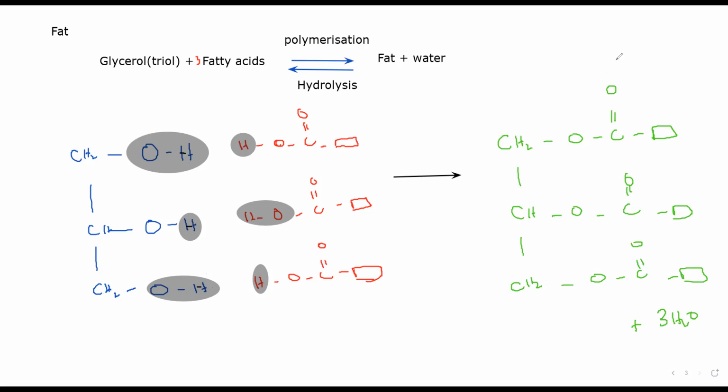And what is this linkage in the fat? What kind of linkage do you see in the fat molecule? C double bonded with O and O. What do we call this linkage or bond? We call that an ester linkage. So in a fat, you will find ester linkage.